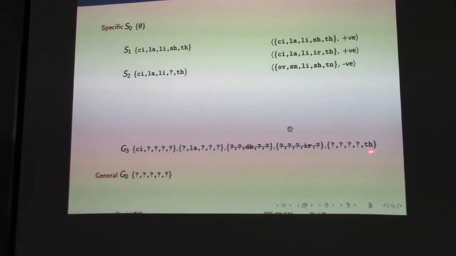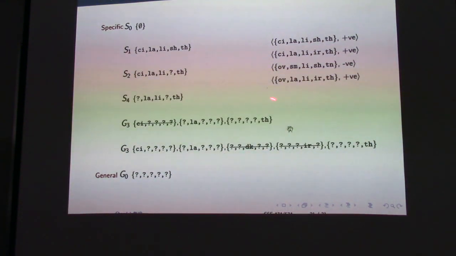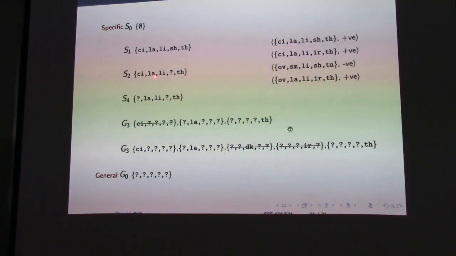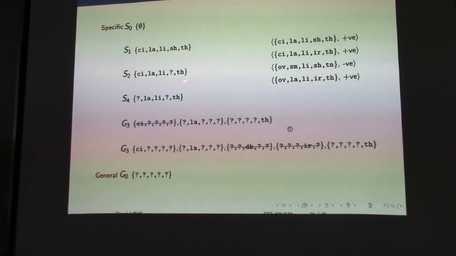So we should set TH here. And then we get a positive example. For the positive example, we usually compare those two. We can see those two elements are different, so it should be a question mark. And the others are the same.